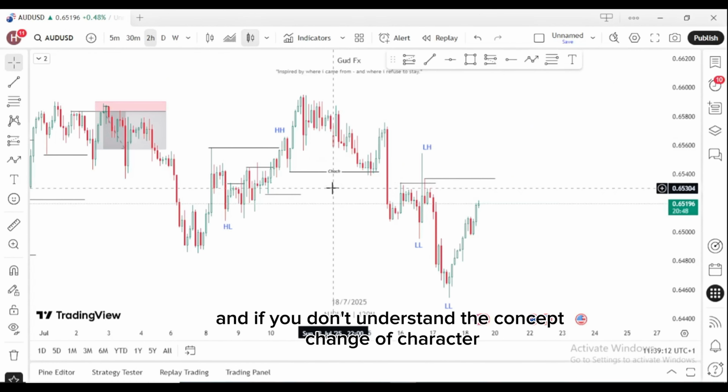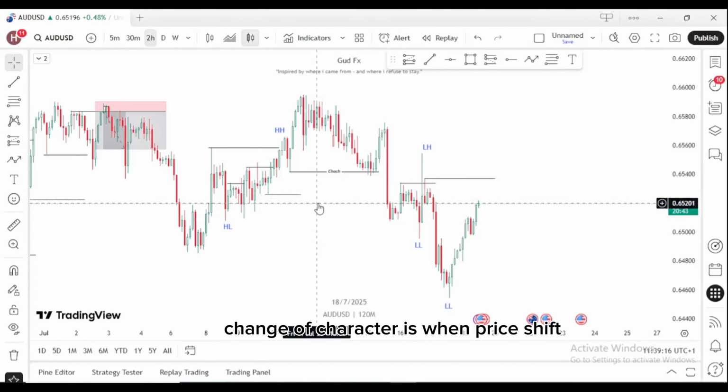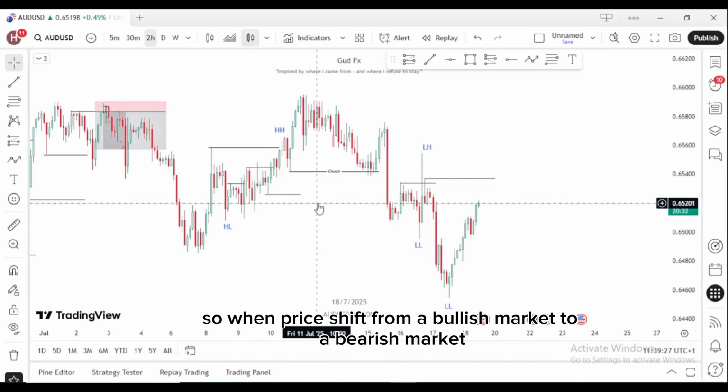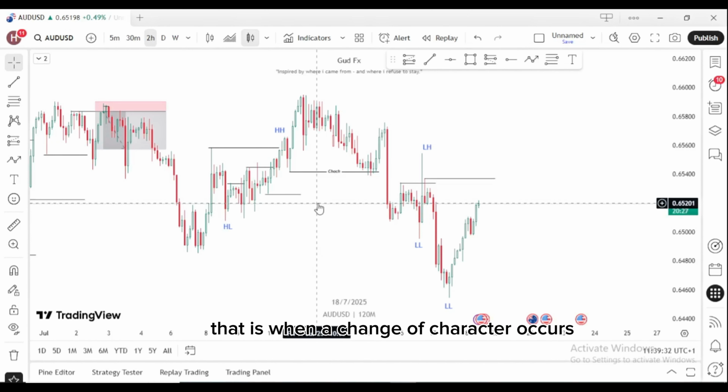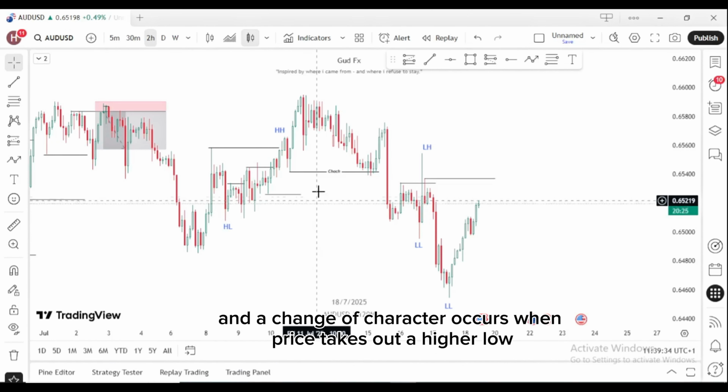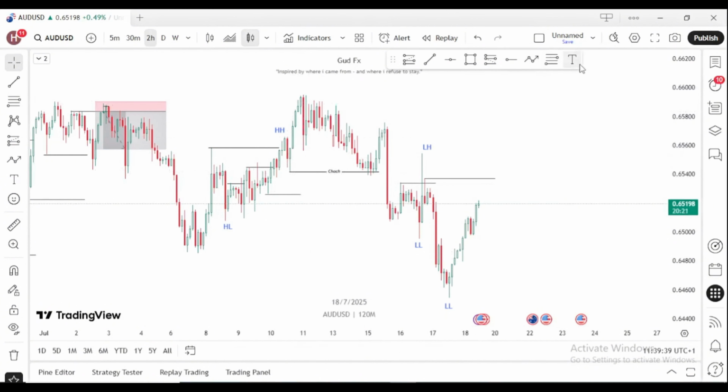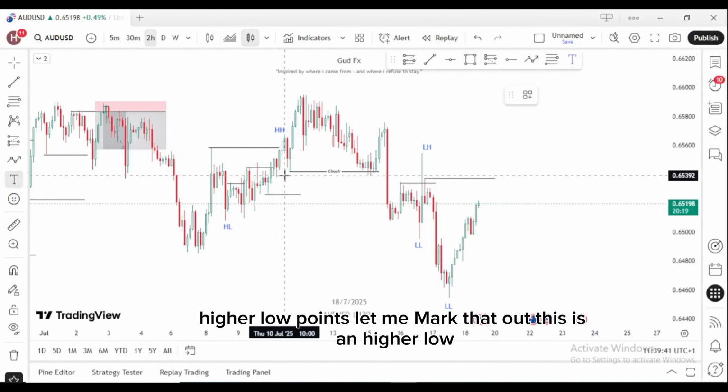And if you don't understand the concept, change of character is when price shifts trend from bullish to bearish. The term bullish is for uptrend and the term bearish is for downtrend. So when price shifts from a bullish market to a bearish market, that is when a change of character occurs. And a change of character occurs when price takes out a higher low. Let me mark that out. This is a higher low.